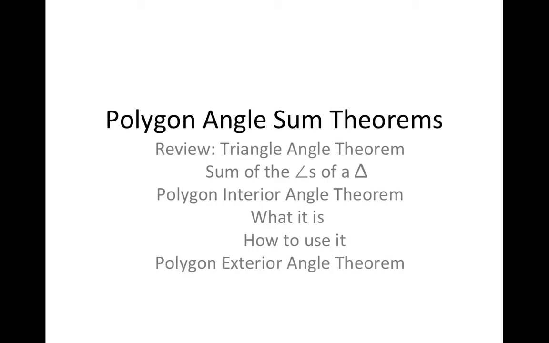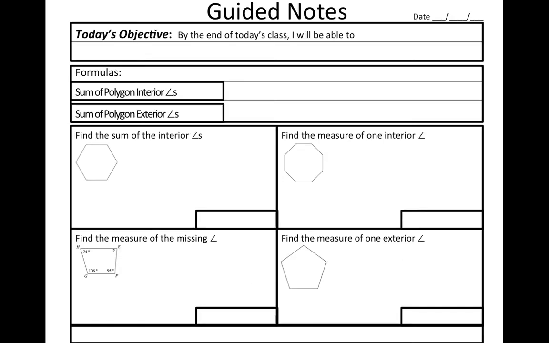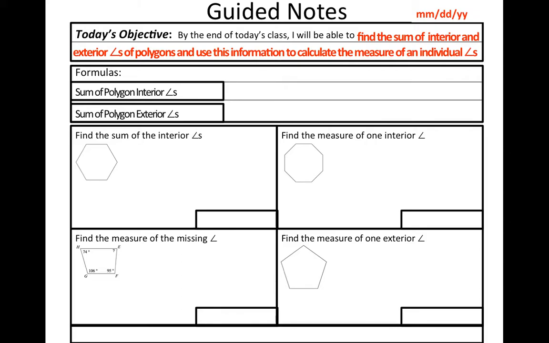Then we'll talk about the polygon exterior angle theorem, again, what it is and how we'd use it, and perhaps more importantly, when we'd use it or why we'd use it. Alright, so let's start out with our guided notes, put in today's date, and the objective of today's lesson is that by the end of the lesson today, we'll be able to find the sum of interior and exterior angles of polygons, and then use that information to calculate the measures of individual angles.